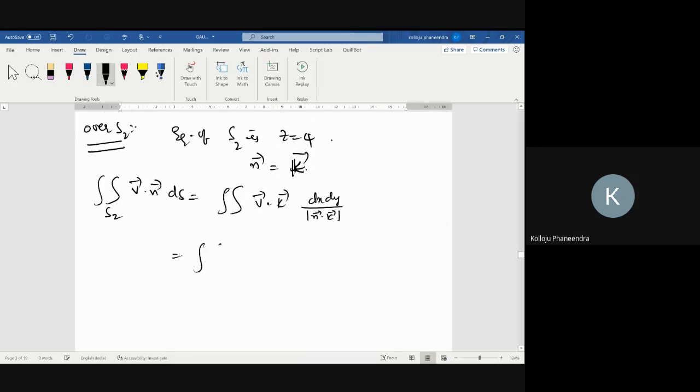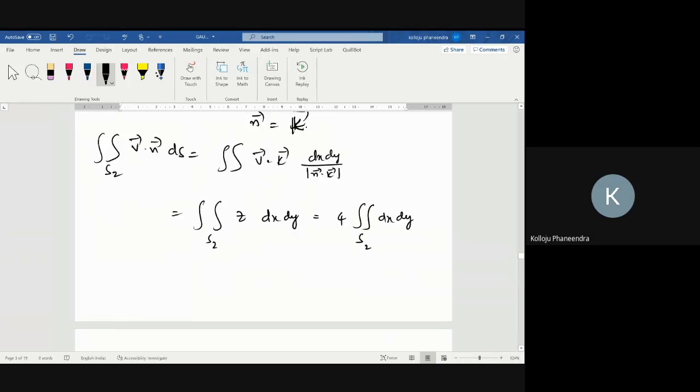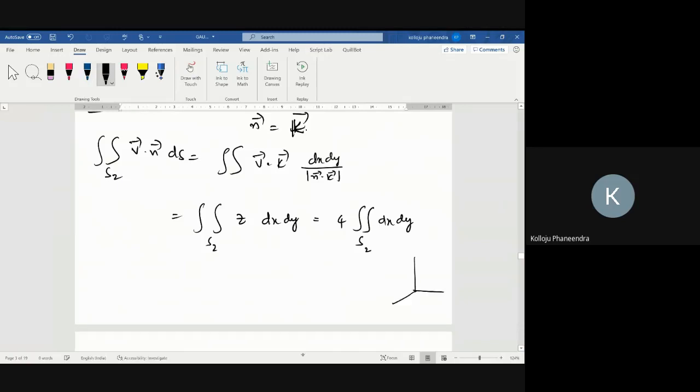That becomes the double integral of z dx dy. What is the z value? 4. So 4 times the double integral over S2 of dx dy. So what is this answer now? What is S2? S2 means this one. This is S2.